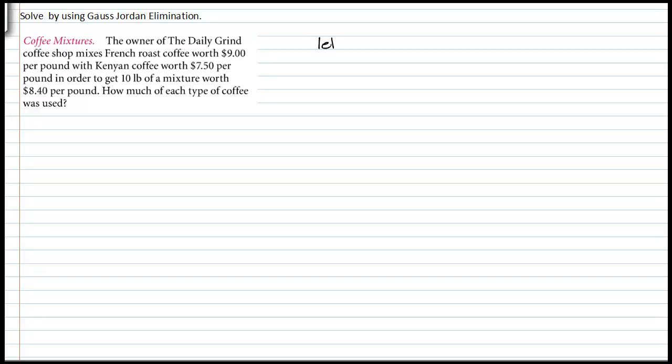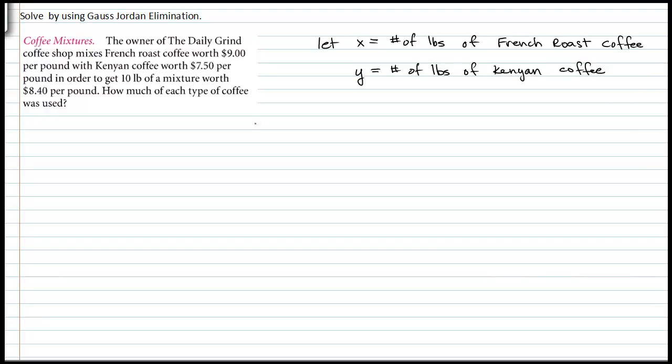So the two things I'm looking for is the number of pounds of the French roast, and the Y is going to be the number of pounds of the Kenyan coffee. Because we're talking about money, we got to remember the equation price times quantity is equal to cost.